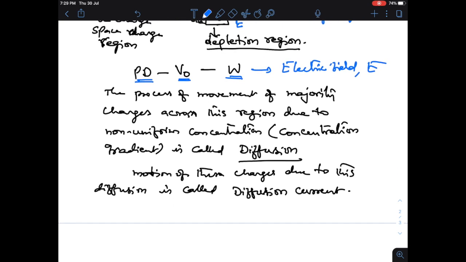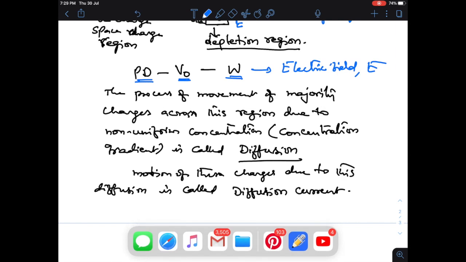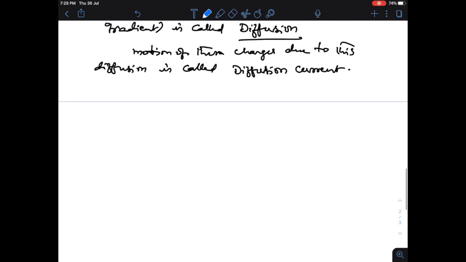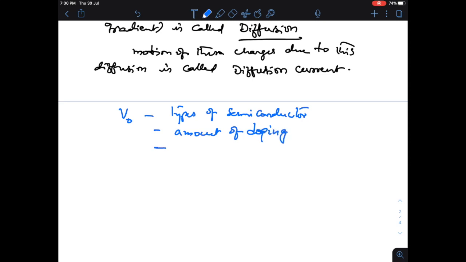Now, this potential V naught depends on the type of the semiconductor, the amount of doping, and also the temperature.